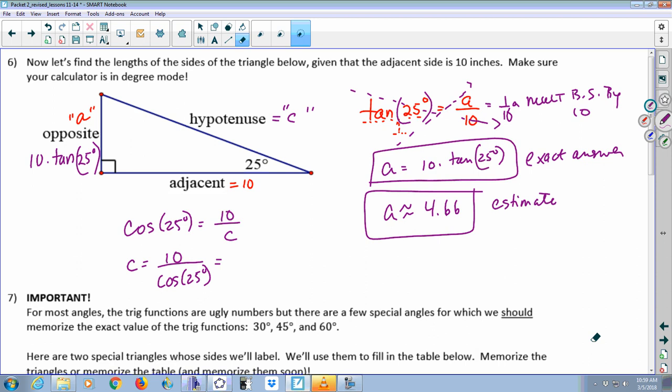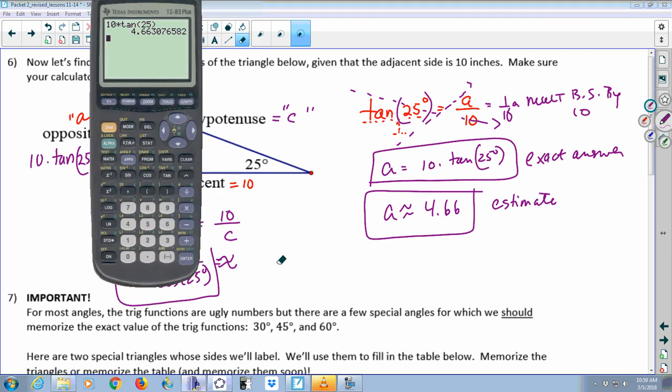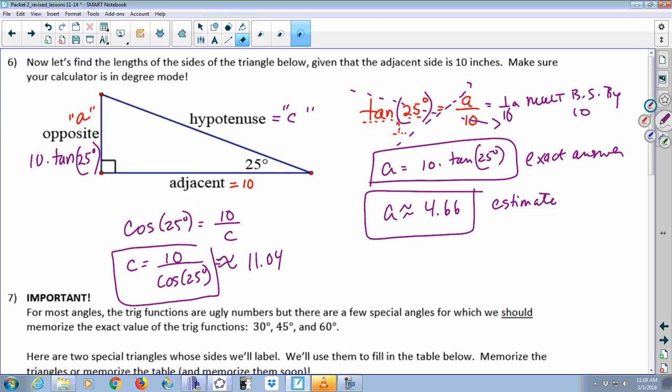So now that is the exact answer for C. If I want an approximate, I put my little squiggles, and then I say, okay, 10 divided by the cosine of 25 degrees is approximately 11.04, up to 2 decimal places. So if you have an angle and a side, you can find everything else. If you have two sides, you can find all of your trig ratios.